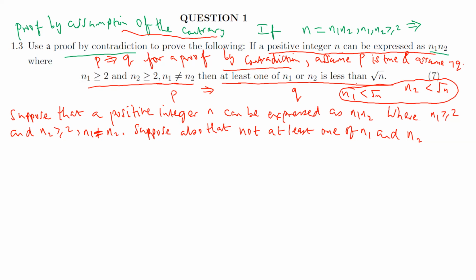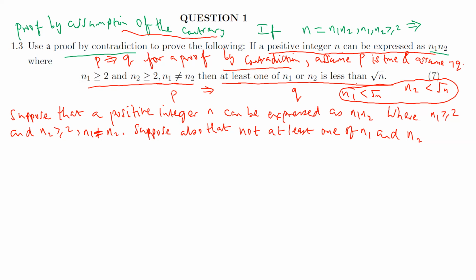First question. Right, so to negate this one, to negate n1 less than the square root of n would be n1 greater or equal to the square root of n. And that would be n2 greater or equal to the square root of n.